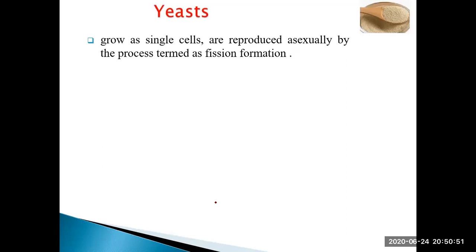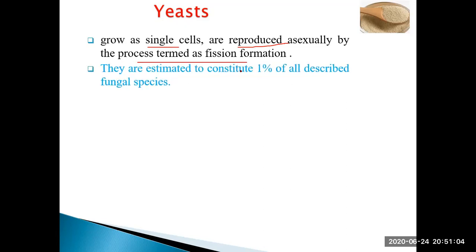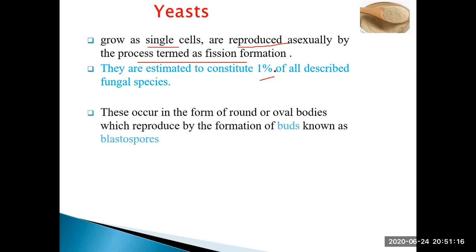Then our second one, that is yeast. It's a very common one. We already know it's a single cell, and it reproduces always asexually by the process termed fission formation, and yeasts are estimated to constitute 1% of all described fungal species. That means among 100% of the fungi, it's almost 1%. Then these occur in the form of round or oval bodies, which reproduce by the formation of buds known as blastospores.